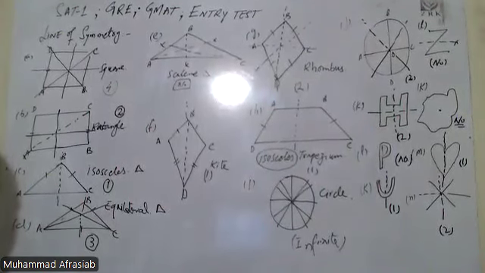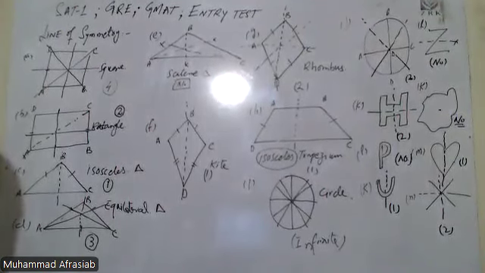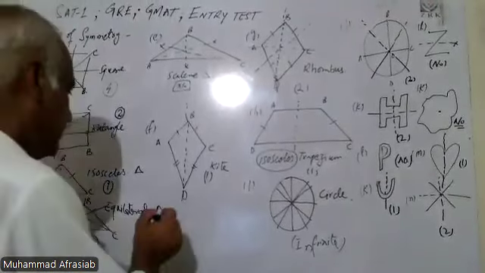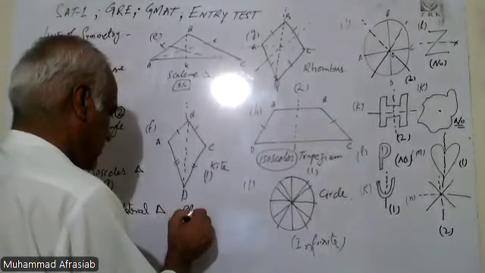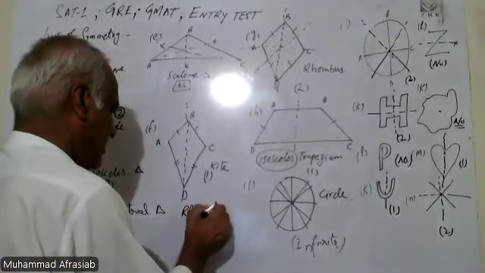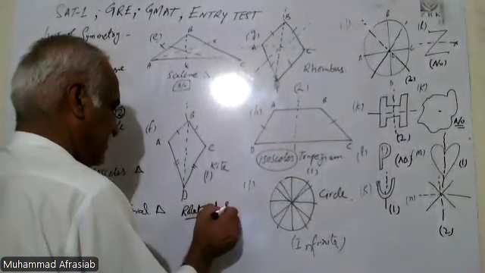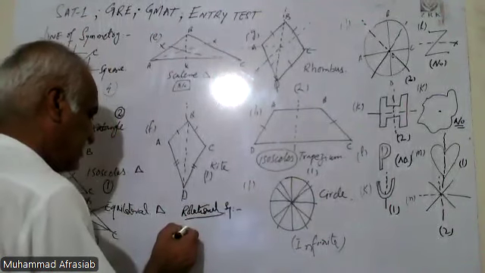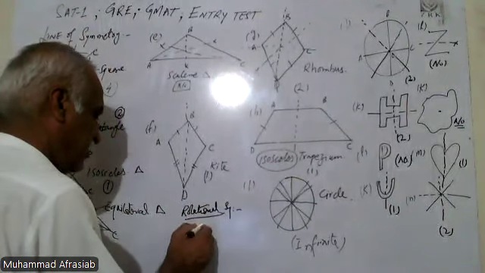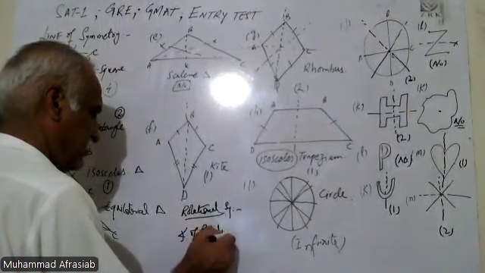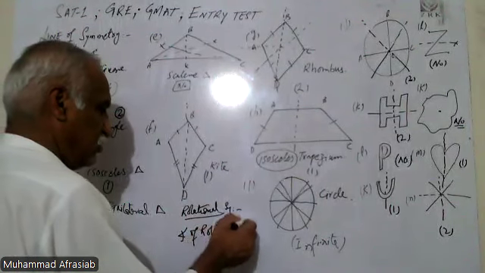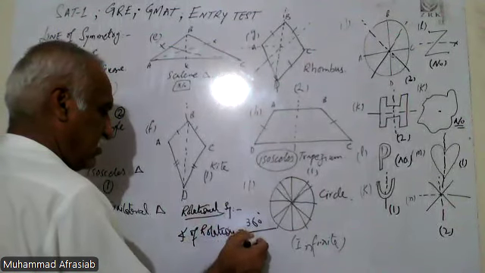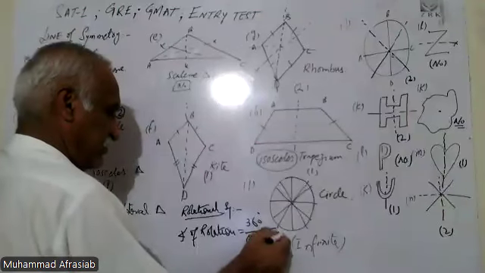Now we will talk about the rotational symmetry. For this rotational symmetry, we know that it should map onto the base figure again. Then it has the rotational symmetry. So for this, the angle of rotation is equal to 360 degrees over the order of rotation.